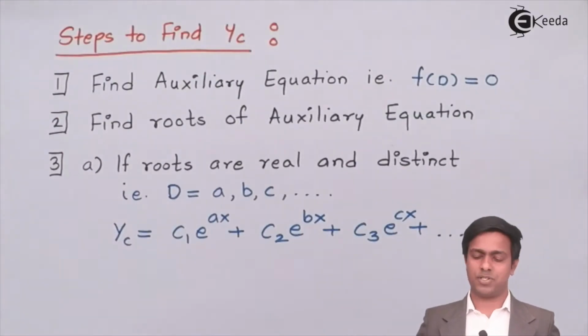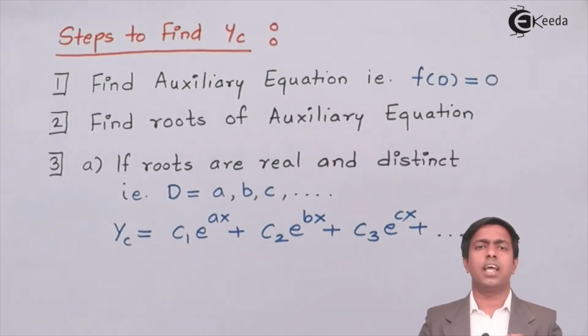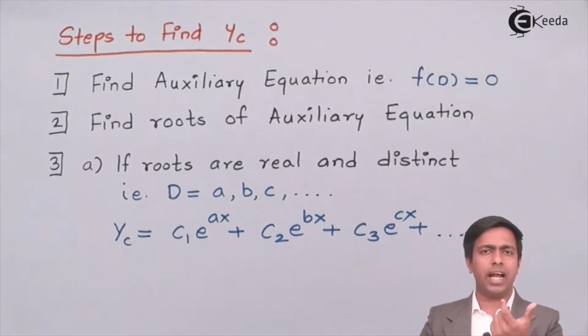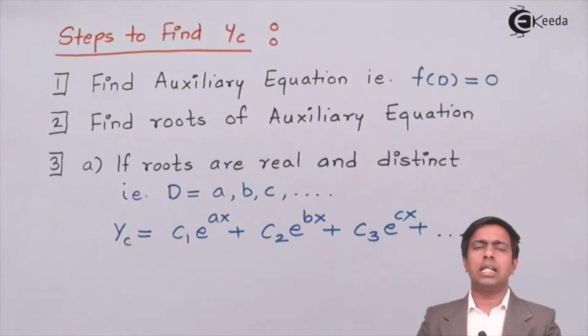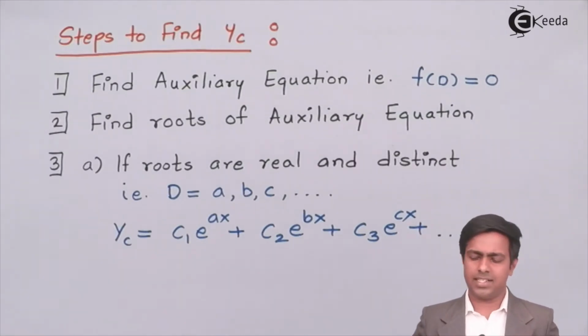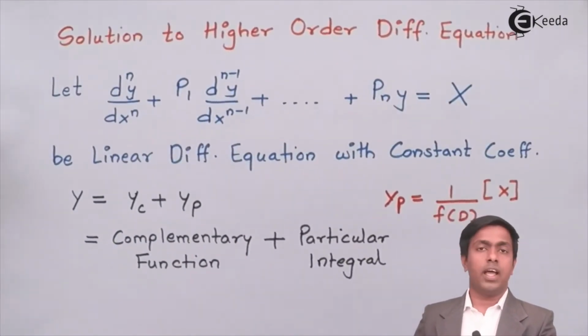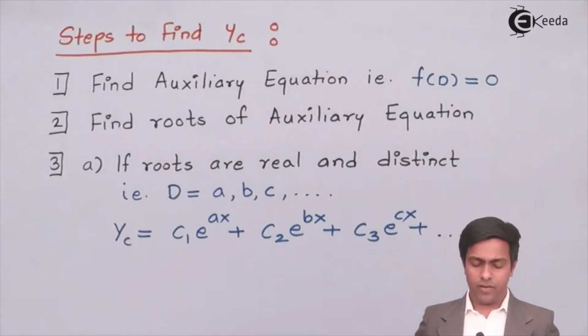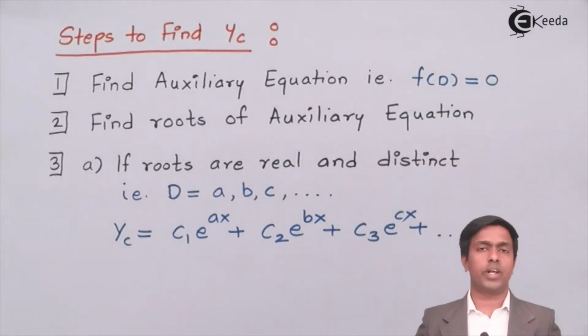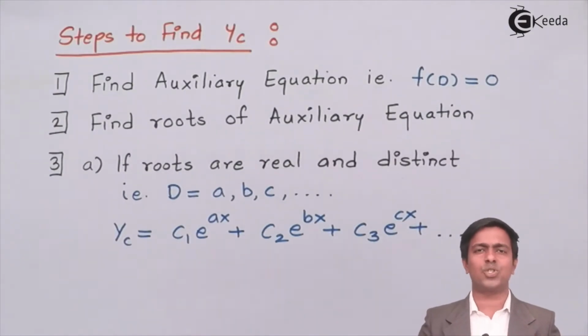So here are the steps. Step number 1 is we have to find out the auxiliary equation. What is the auxiliary equation? It is f of d equal to 0. It means whenever you equate that f of d to 0, that is called the auxiliary equation in a higher order differential equation. Here we have learned how to find out f of d. That value of f of d we are going to equate with 0 to get the auxiliary equation. Then step number 2, we are going to find out the roots of the auxiliary equation.